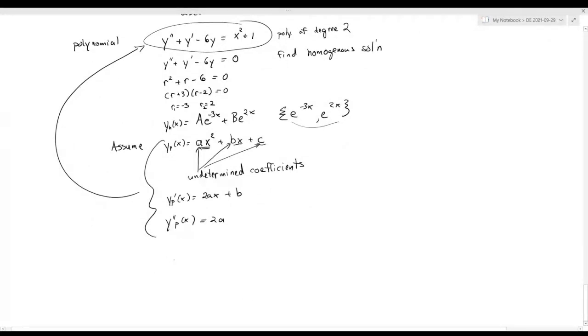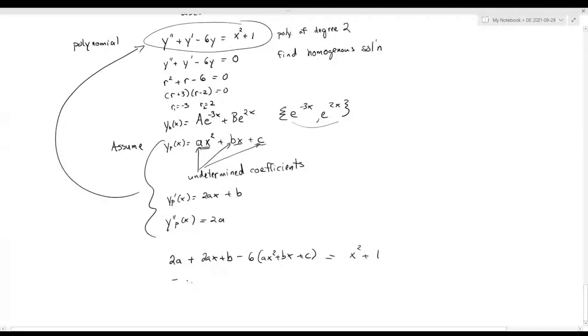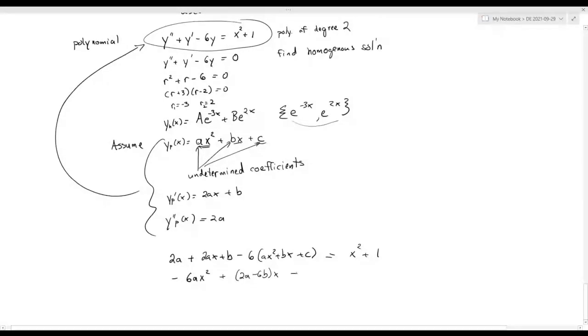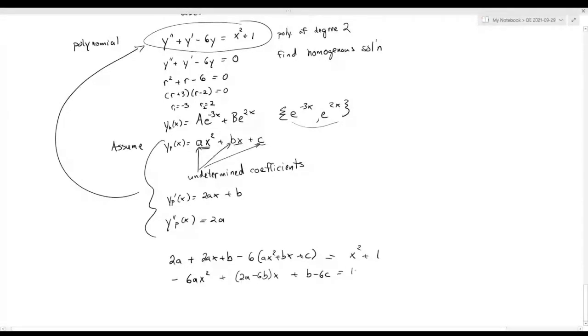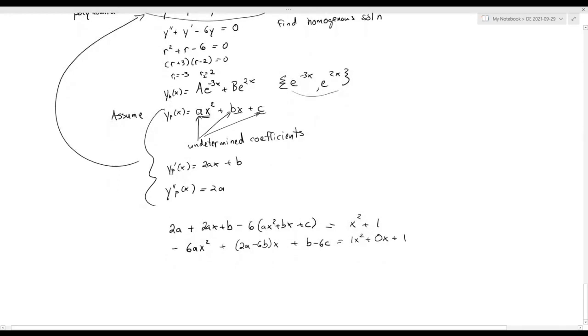So we get y double prime plus y prime minus 6 times y, and we want that equal to x squared plus 1. So now I'm going to simplify by gathering all the like terms here. So you have the x squared term, you have the x term, and then we have the constant term. And that has to equal 1 times x squared and 0 times x, in case we miss it, plus 1. Of course, for these two polynomials on the right and left-hand side to be equal, means that they have to be equal for all possible x's.